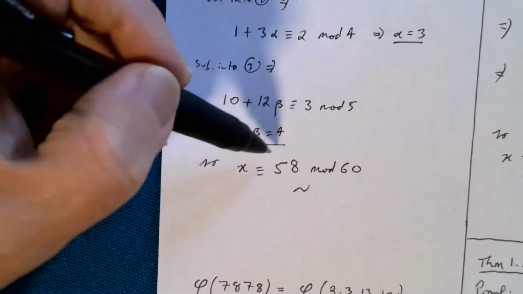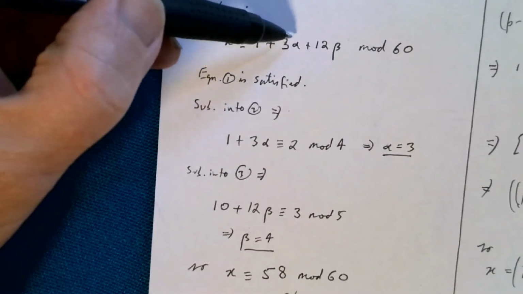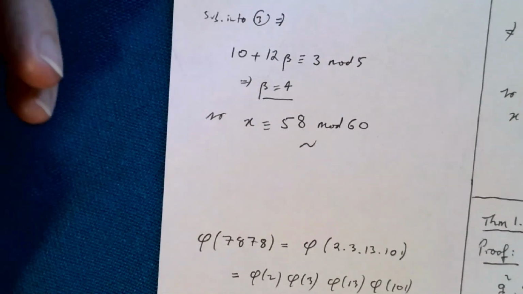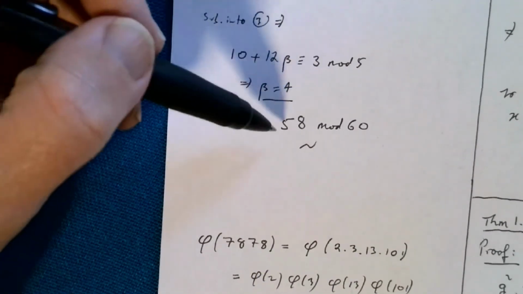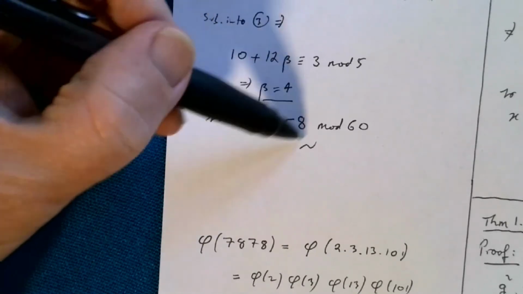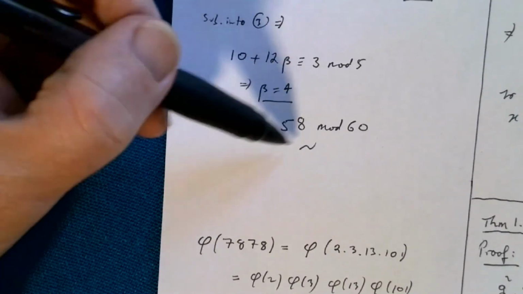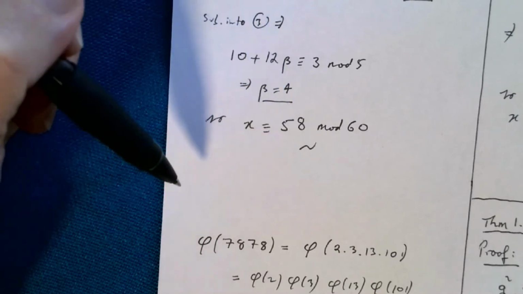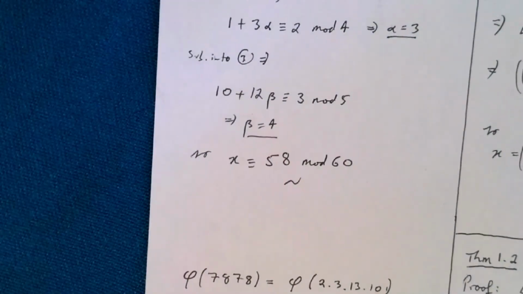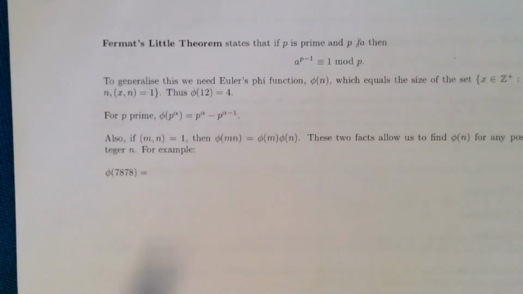Finally, you can plug that one back up into the original solution here. So alpha is 3, beta is 4. Plug that through, you get x is congruent to 58 mod 60, and we can check that this is indeed congruent to 1 mod 3, it's 1 plus 57. It's 2 mod 4, it's 2 plus 56, which is divisible by 4. And it's 3 mod 5, because this is 3 plus 55, which is 0 mod 5. Okay, so that's just a little example of doing the Chinese remainder theorem.